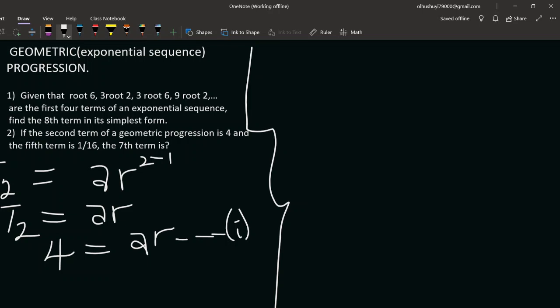And the fifth term is 1 over 16. So I have 1 over 16. The fifth term should be AR raised to the power 4. This is equation 2. So we have two equations that we solve simultaneously. The best way we can solve these equations, because we have A multiplying R equals something, A multiplying R power something equals 1 over 16, is by dividing. We can't add or subtract. So we can just say equation 2 divided by equation 1.